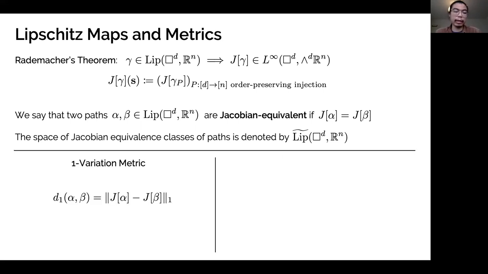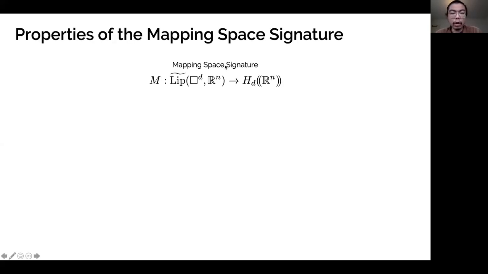And once again, we can talk about generalizations of the one variation and Lipschitz metrics, which are just going to be either the L1 norm or the L infinity norm on these Jacobian minors. And so the full mapping space signature, we can sort of collect all of this information together into a single map from these Jacobian equivalence classes of maps into this Hilbert space HD.